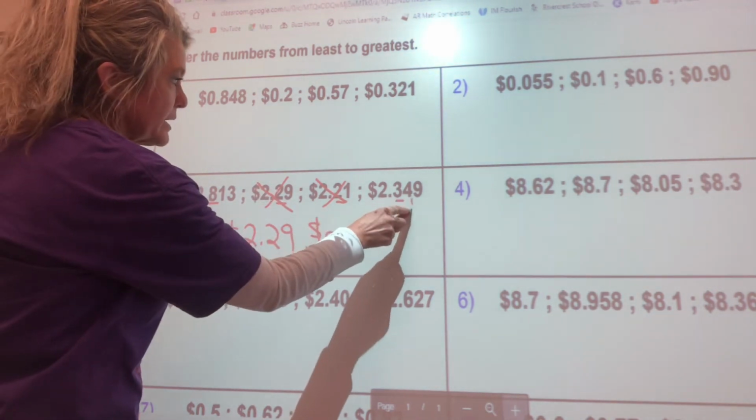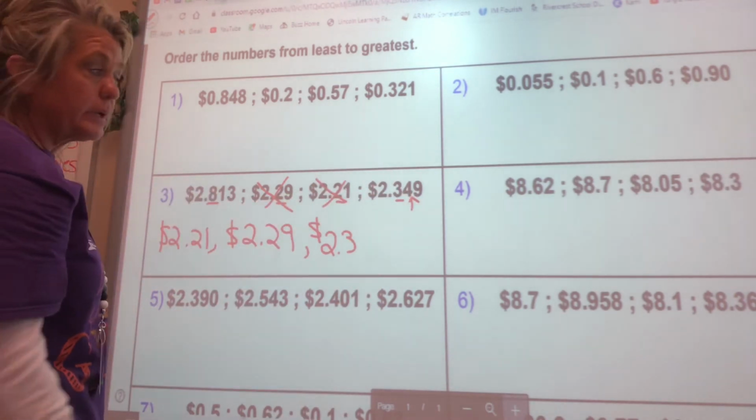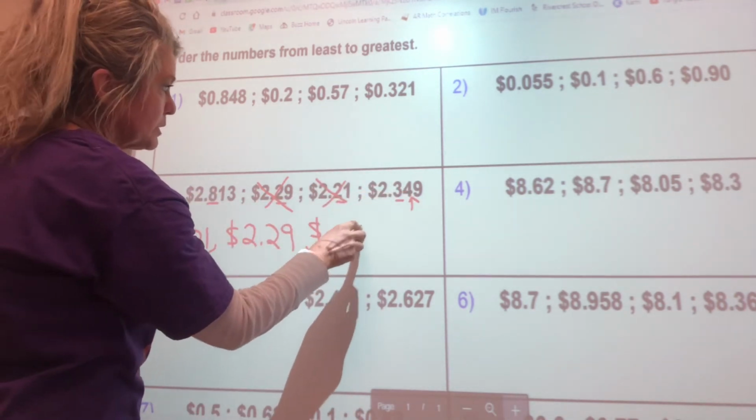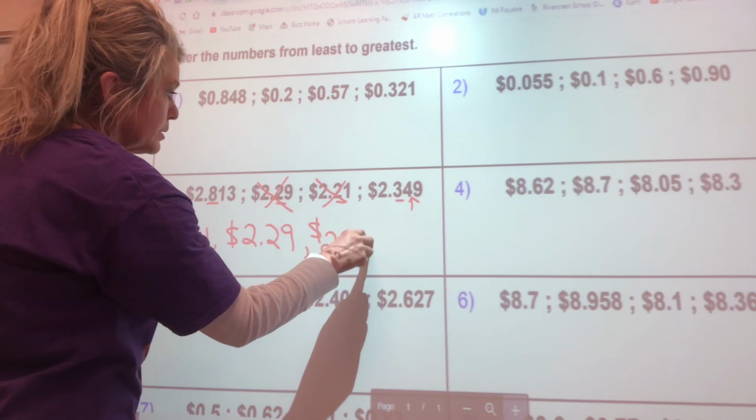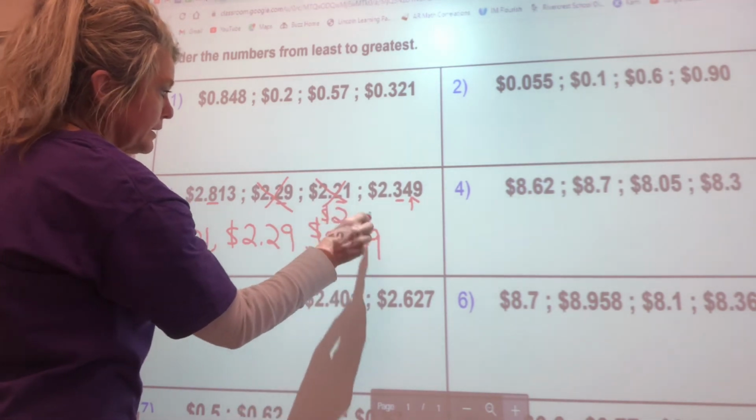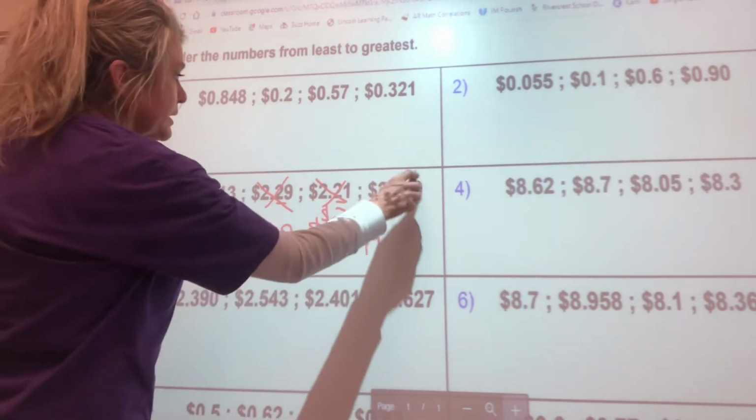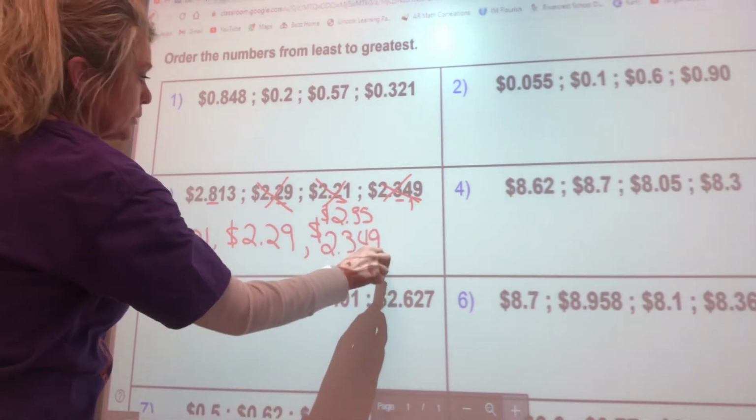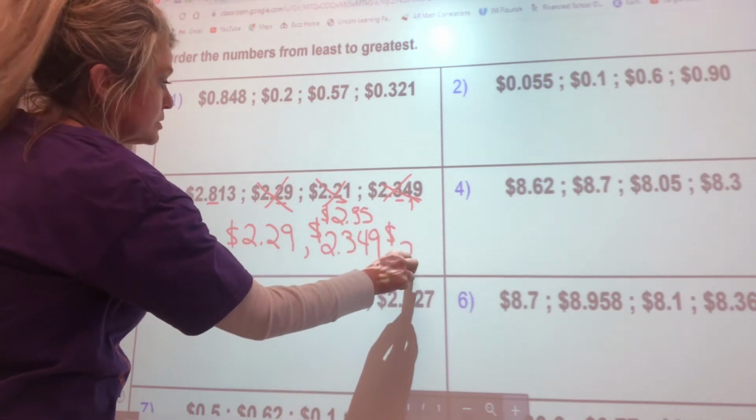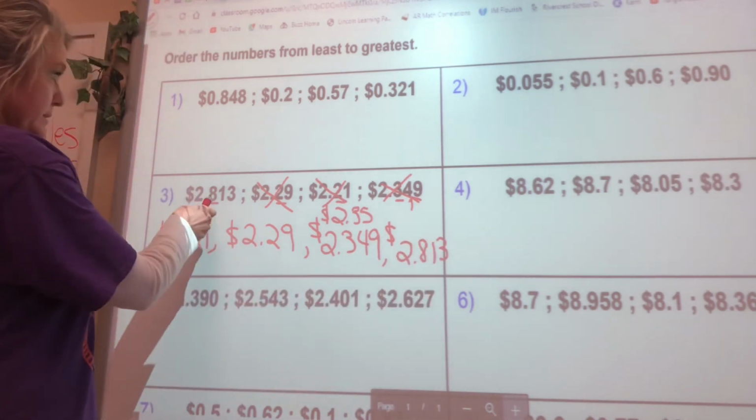So let's just go ahead and look behind him. There's a 5 or more behind him, isn't it? So that's going to kick him on up. So this would be your next one. But if we were rounding him to cents, it would be $2.35. Okay? And then our final one, we would have the $2.813, because 8 is the largest.